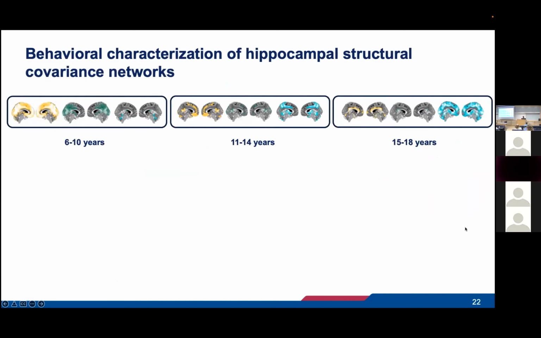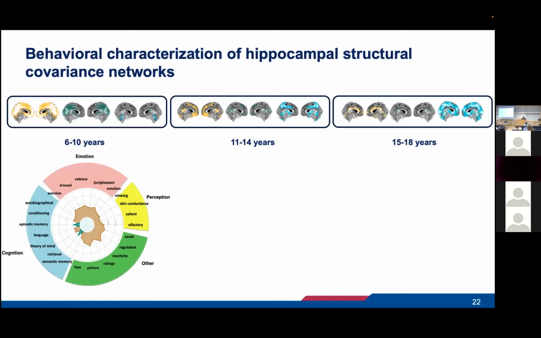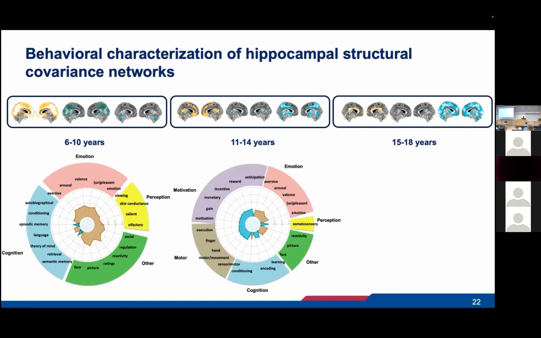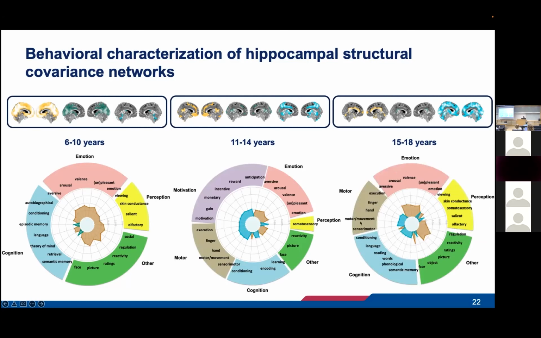We again characterized them behaviorally using neuroscience databases because we wanted to know, is there any association with behavior? And we saw that the anterior hippocampus is basically related to a lot of behavior, which is not so surprising. But in early adolescence, suddenly the blue one is related to motor behavior and motivation, which is actually not evident, the motivation association, in the middle adolescence.